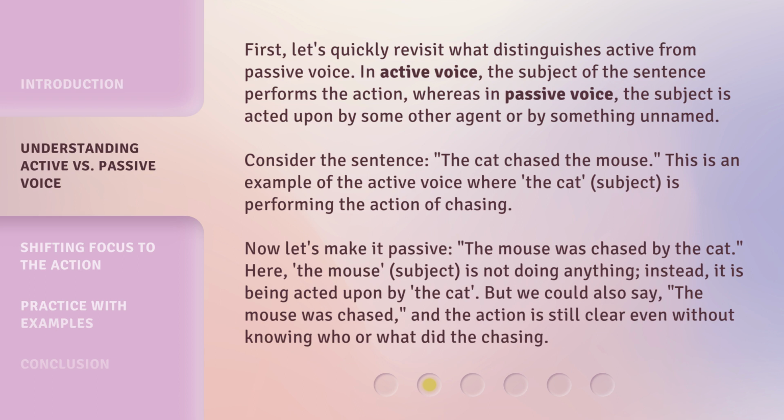Now let's make it passive. The mouse was chased by the cat. Here, the mouse, the subject, is not doing anything. Instead, it is being acted upon by the cat. But we could also say, the mouse was chased, and the action is still clear even without knowing who or what did the chasing.